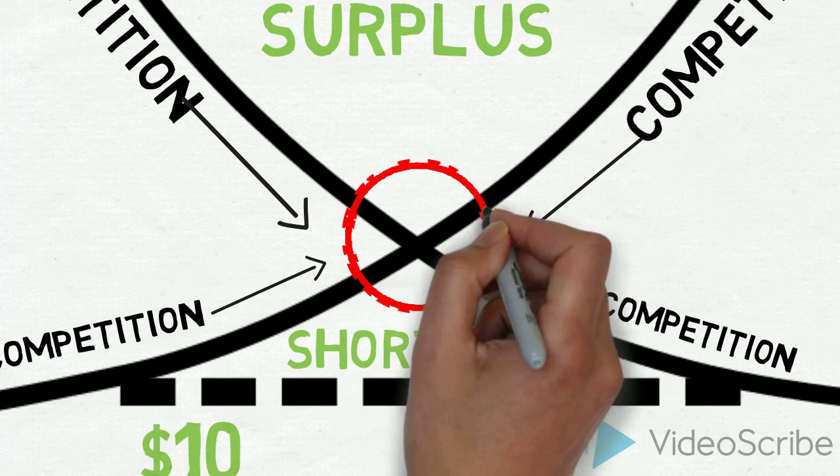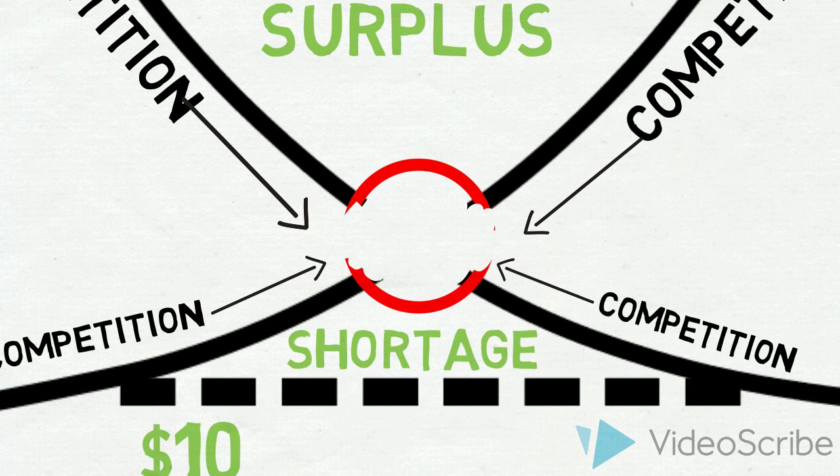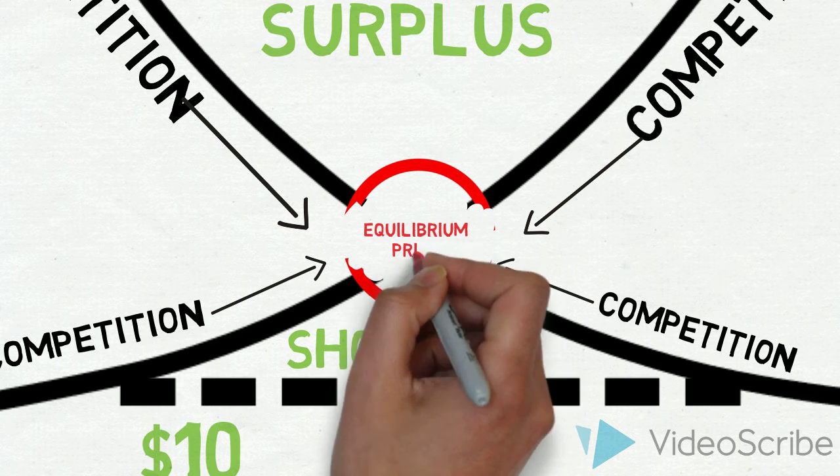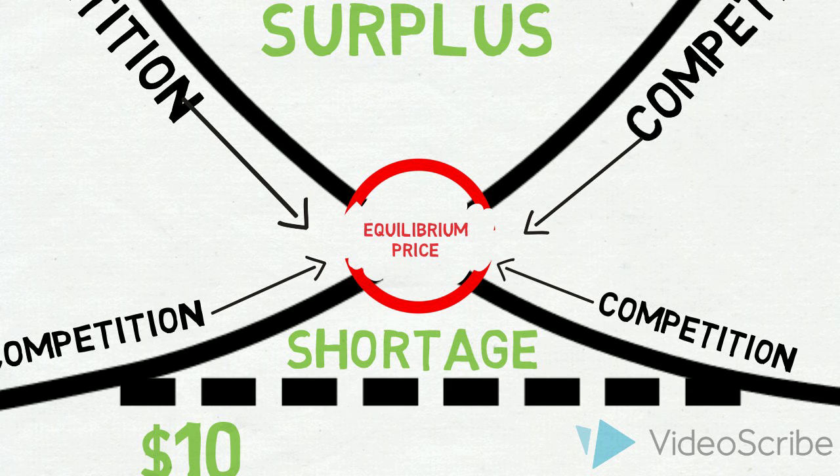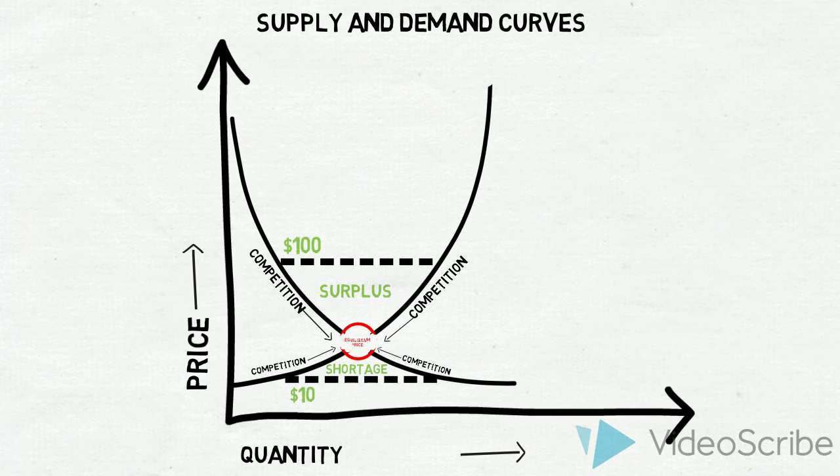This means that naturally, the forces of competition will drive the prices towards something we call the equilibrium price. The equilibrium price is the price at which the quantity demanded is equal to the quantity supplied. At the equilibrium price, every pound of wheat flour supplied would be met with an equal demand and the gains from trade would be maximized.